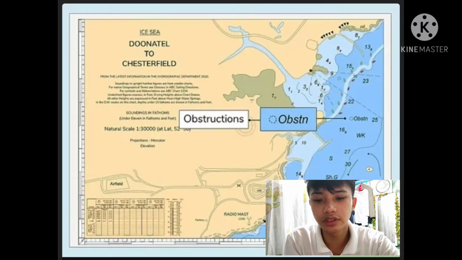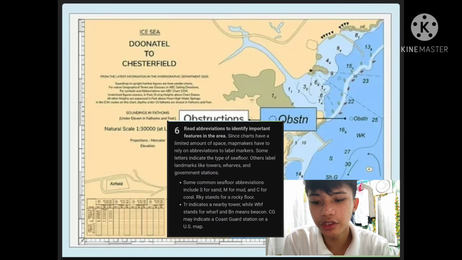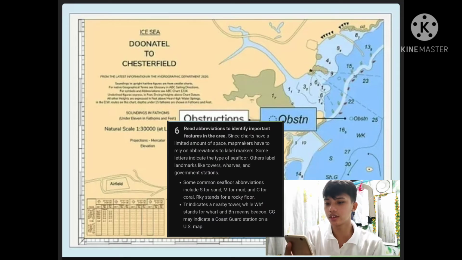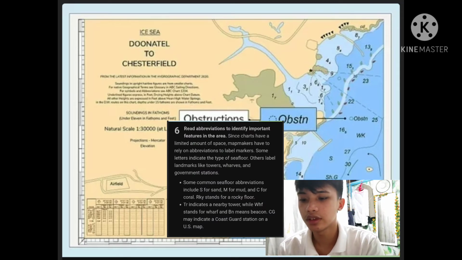So for number 6, read abbreviations to identify important features in the area. Since charts have a limited amount of space, mapmakers have to rely on abbreviations to label markers. Some letters indicate the type of seafloor. Others label landmarks like towers, wharves, and government stations.